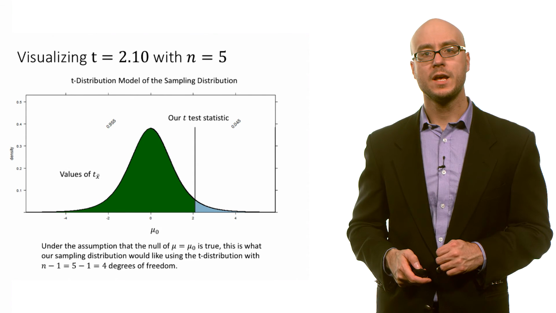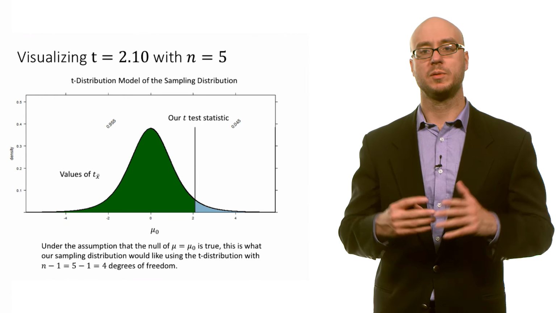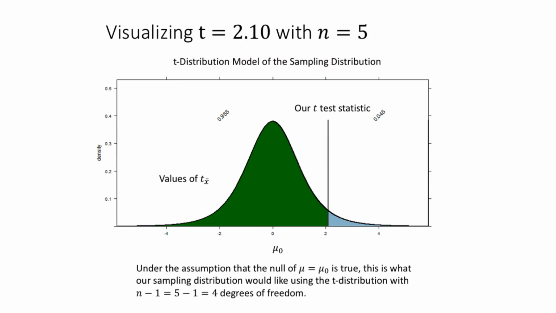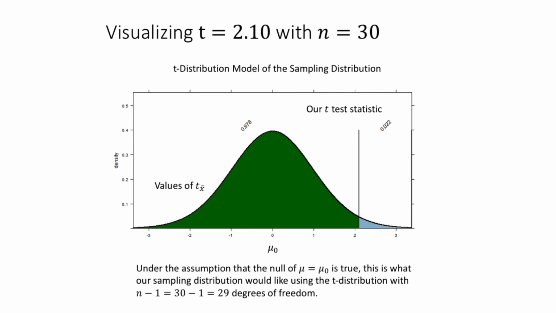And we can see our t-test statistic lies right about here. With a sample size of 5, you can see that the distribution looks a little bit more normal. This just reflects the fact that as the sample size increases, that sampling distribution is going to look more and more normal. Here's the t-distribution with a sample size of 10. And here's the t-distribution with a sample size of 30.